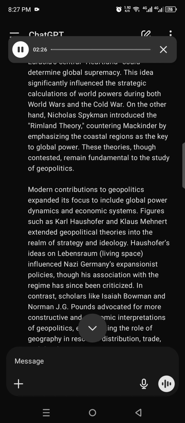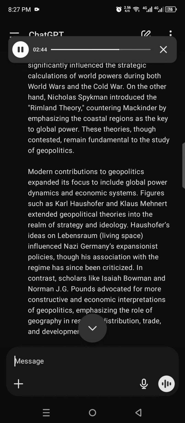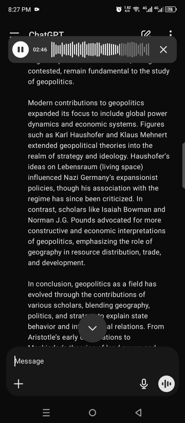On the other hand, Nicholas Spykman introduced the Rimland Theory, countering Mackinder by emphasizing the coastal regions as the key to global power. These theories, though contested, remain fundamental to the study of geopolitics. Modern contributions to geopolitics expanded its focus to include global power dynamics and economic systems.